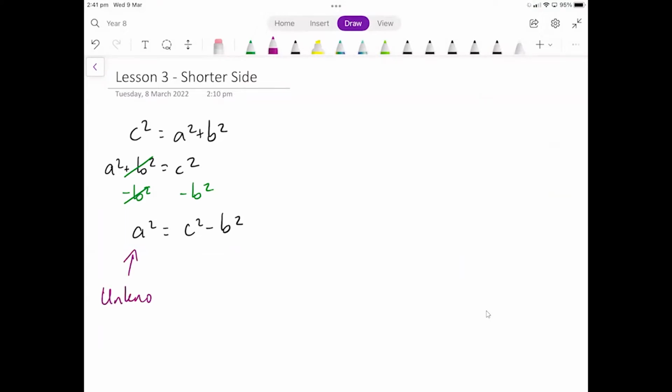So a squared equals c squared minus b squared, where a is the unknown shorter side, c is the hypotenuse, and b is the known shorter side.